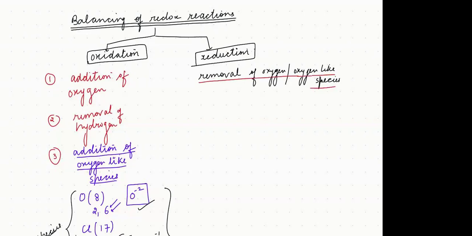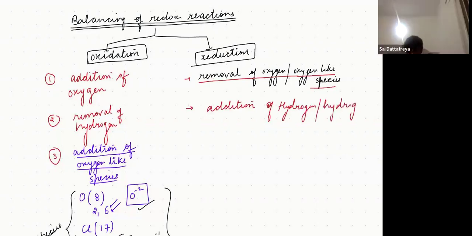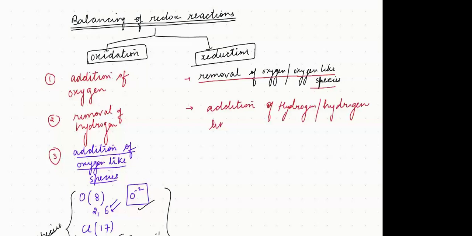Similarly, what do we have? The reverse of it: addition of hydrogen or hydrogen like species. Removal of hydrogen or hydrogen like species. Now, what do you mean by hydrogen like species?